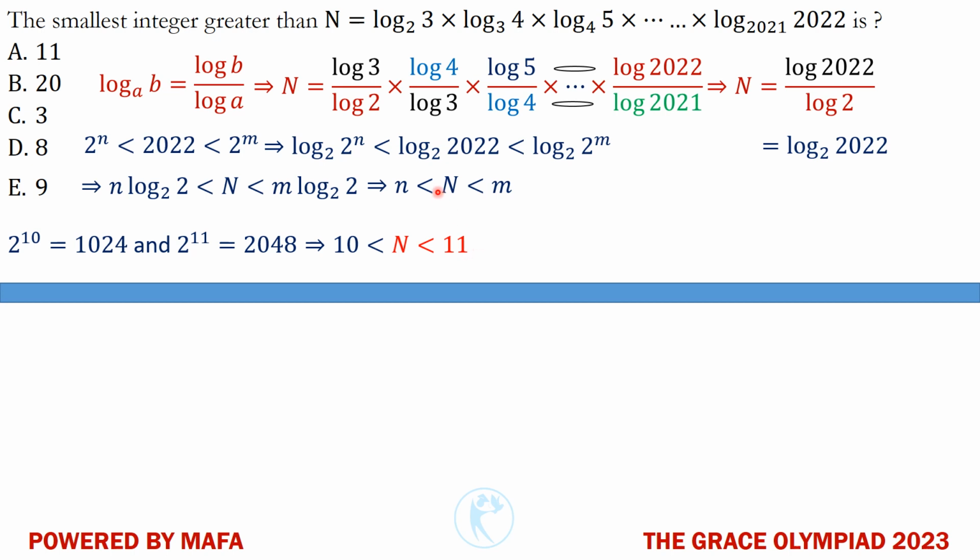But what do we need? We need the smallest integer that is greater than n, and automatically it's going to be 11, because n is less than 11, 12, 13, 14, 15 and so on. But the smallest of 11, 12, 13, 14, 15 and so on is 11. So option A is correct.